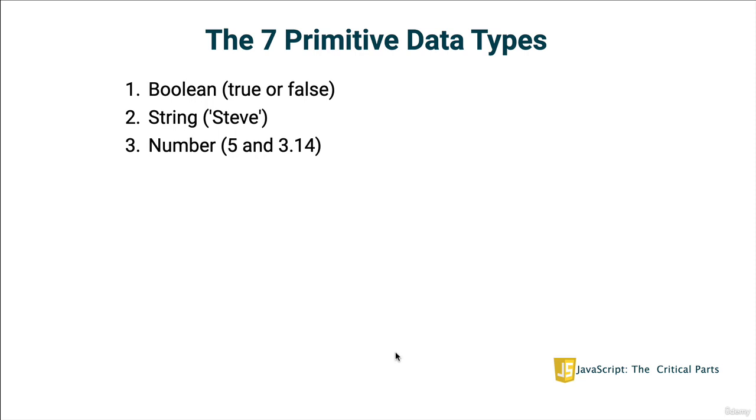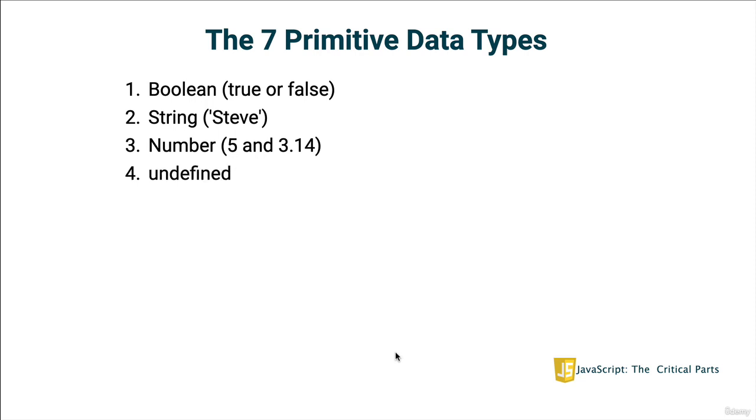Now, number. Now, the fact that JavaScript only has a single data type for number baffles some people that come to JavaScript from other languages. So a number in JavaScript technically is a floating point even if we express it without a decimal. So the number data type represents both the 5 and the 3.14. There's not separate data types for those.